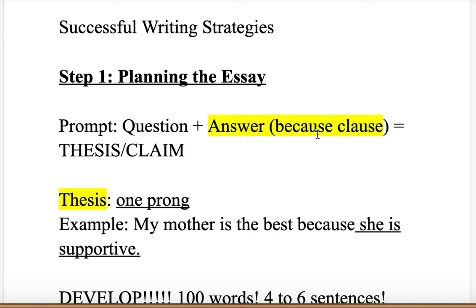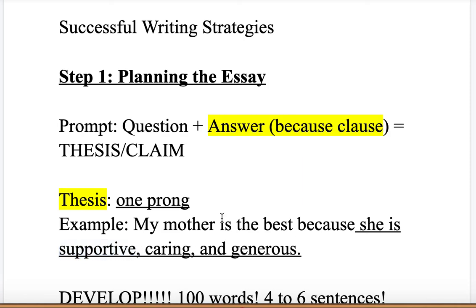because clause. If the prompt asked, write an essay to explain why your mother is the best in the world, you would turn that into a question. Why is my mom the best in the world? My mother is the best in the world because, here's the because clause, this is your why, she is supportive. It's only one prong, supportive. Avoid 3 prongs, supportive, caring, and generous.